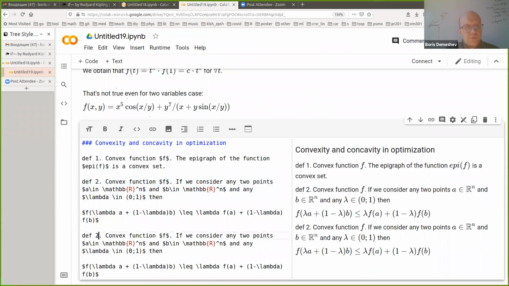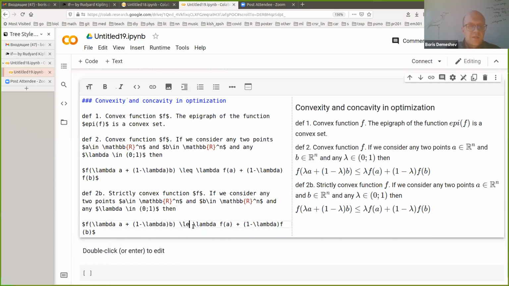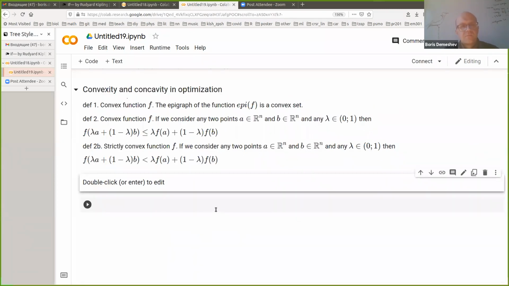Oops, the definition to B. We need to change the inequality sign. Strictly convex function f. This inequality is strict. If we consider any two points, A and B, then the value at a point between A and B should be strictly less than a linear combination of the values of f at A and B. And let's provide some examples.